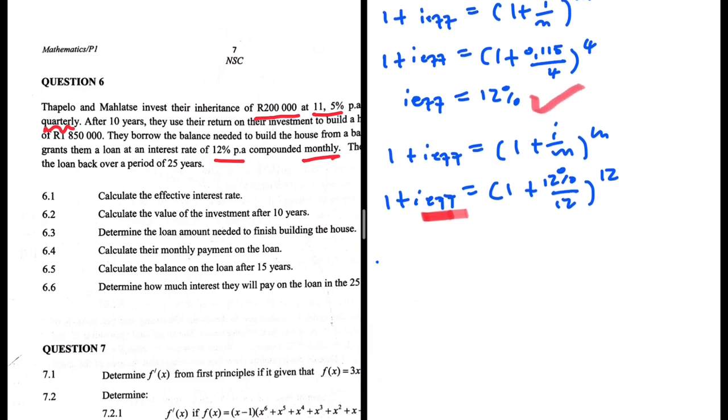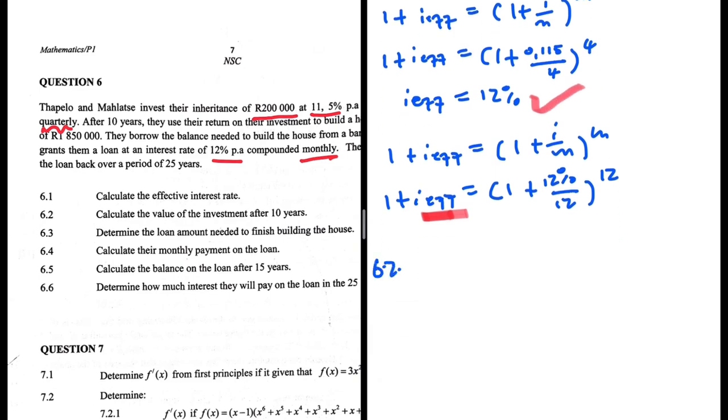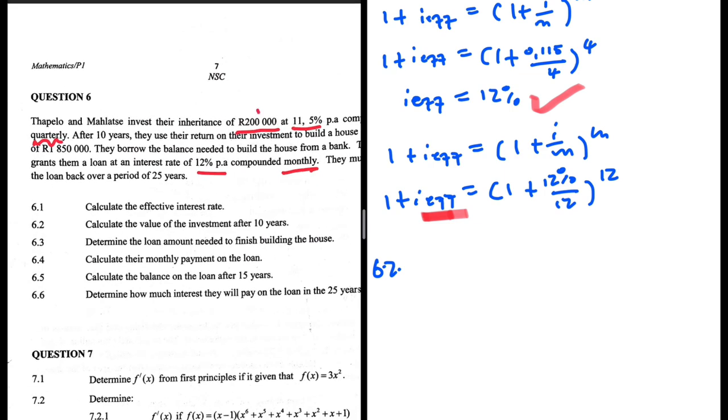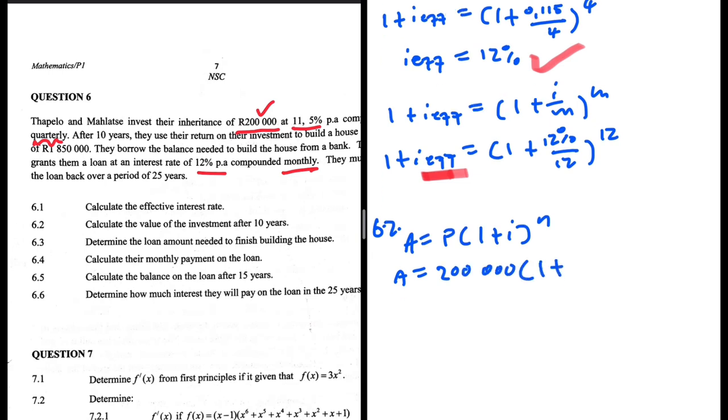Let's go ahead and do 6.2. Calculate the value of the investment after 10 years. Well, they just deposit 200,000 and then chill out for 10 years. So not deposits every month or every quarter. It's just basic compound interest. So we have A being equal to P times 1 plus the effective interest to the power N. So A is equal to the principal amount, the amount which they invest, 200,000 multiplied by 1 plus the interest.